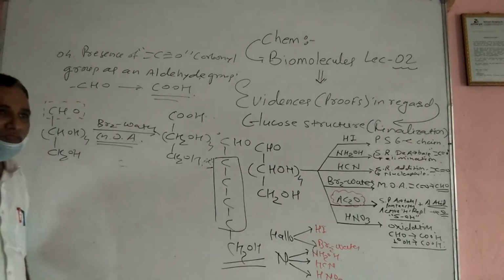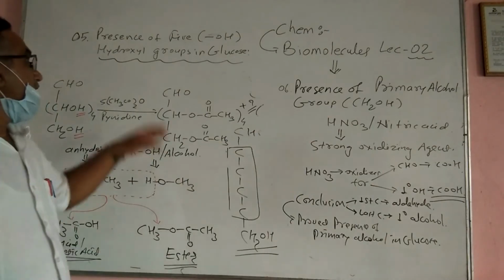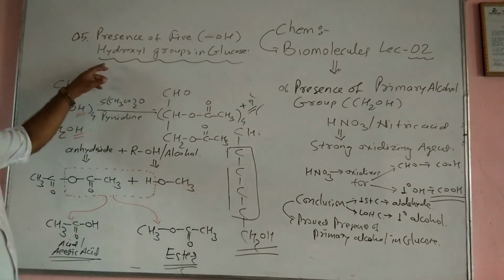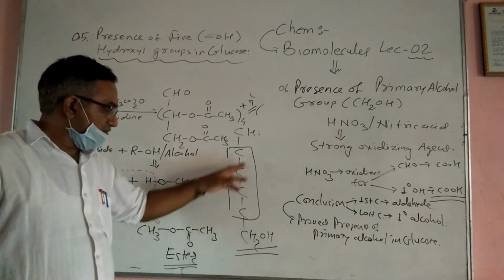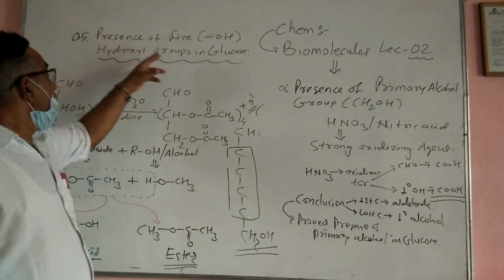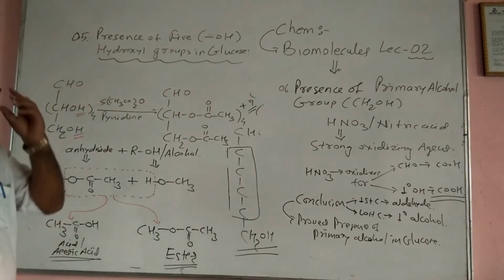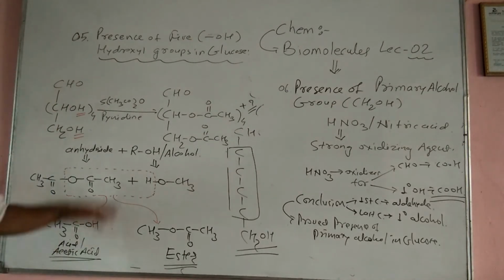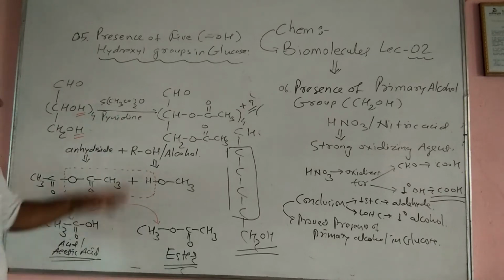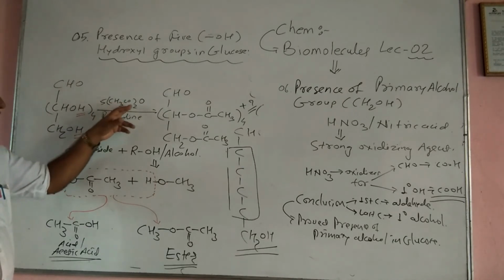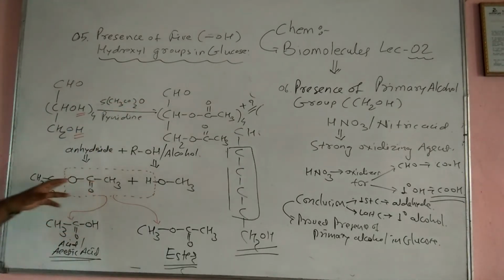This is the next confirmation reaction regarding the glucose structure, that glucose has five hydroxyl groups in it. So see here, this is the chemical reagent, to be used in the laboratory in the presence of pyridine: acetic anhydride, CH3CO twice O. The structure of acetic anhydride is like this: at the middle, an oxygen is there with an acetyl group on either side.